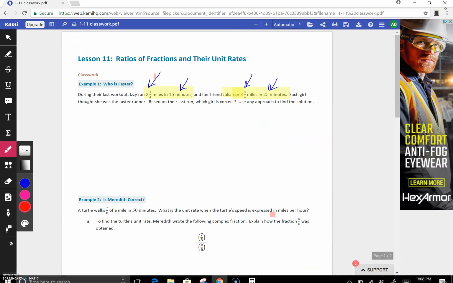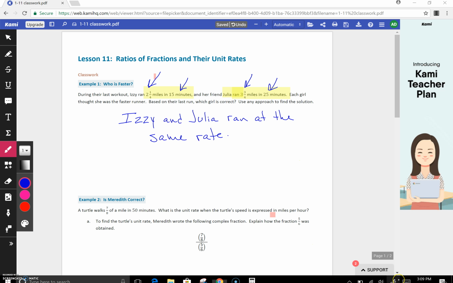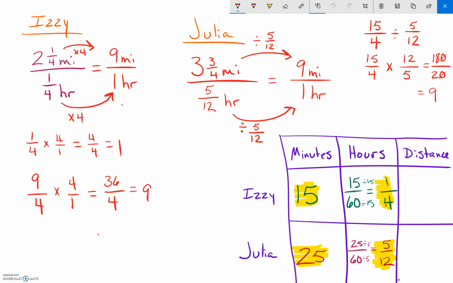Meaning Julia and Izzy ran at the same rate. I didn't finish this table. I probably should have. In 15 minutes, Izzy ran 2 1/4 miles, and Julia ran 3 3/4 miles in 25 minutes. Didn't really need those in there, but they should be.